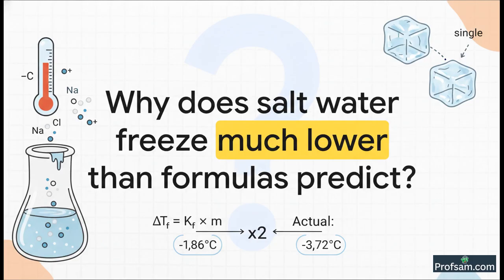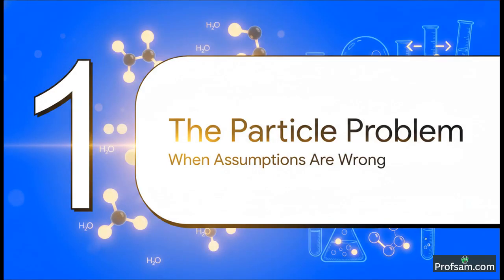For example, a 1 mol NaCl solution should freeze at minus 1.86 degrees Celsius, but in reality, it freezes near minus 3.72 degrees Celsius. So what is happening here? The secret, you see, is not that our formula is wrong. No, the formula is fine. It's our assumption about the solute that's incorrect. Let's find out what's really going on inside that solution.